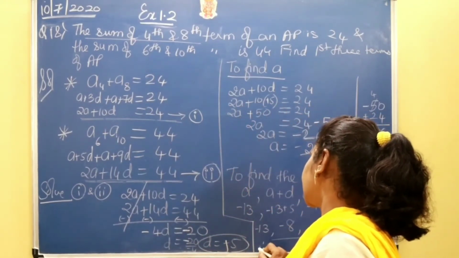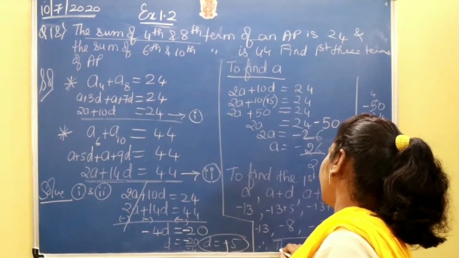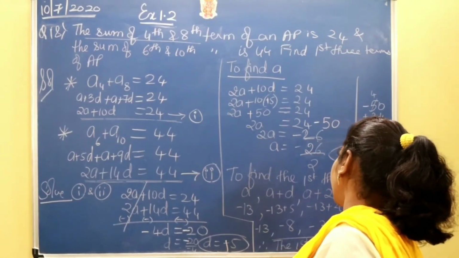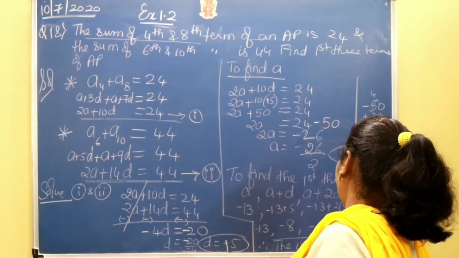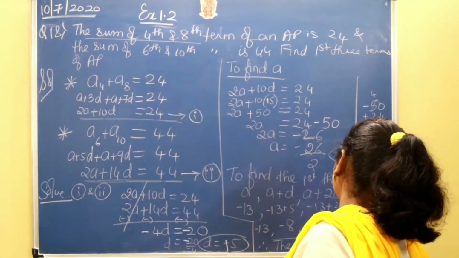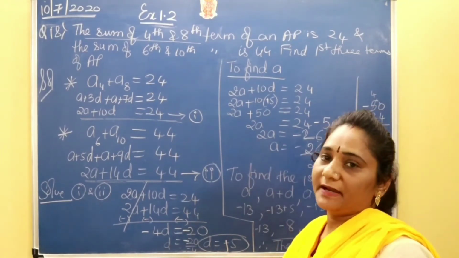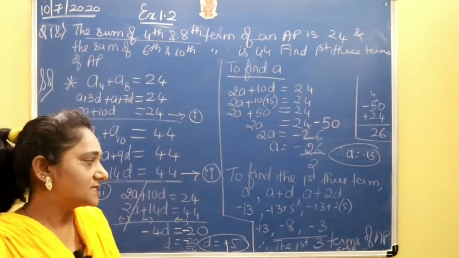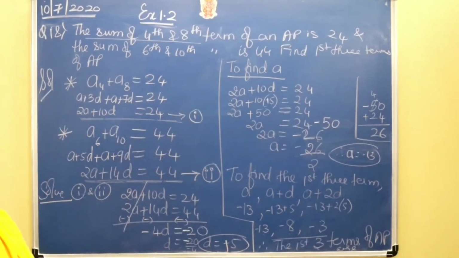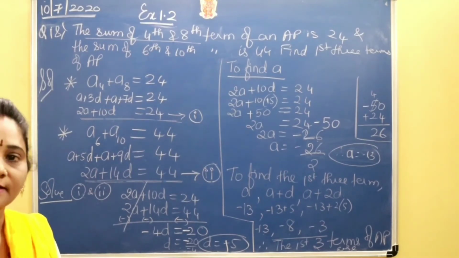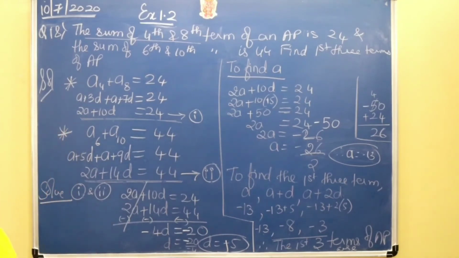You have to write the last sentence. Therefore, the first 3 terms of AP are minus 13, minus 8 and minus 3. So this is your 18th sum.